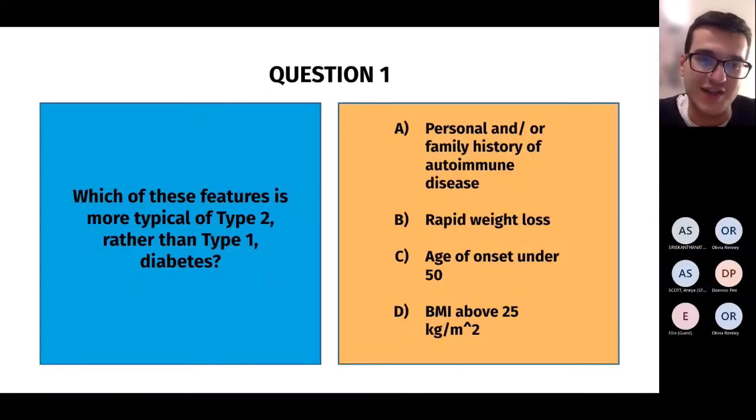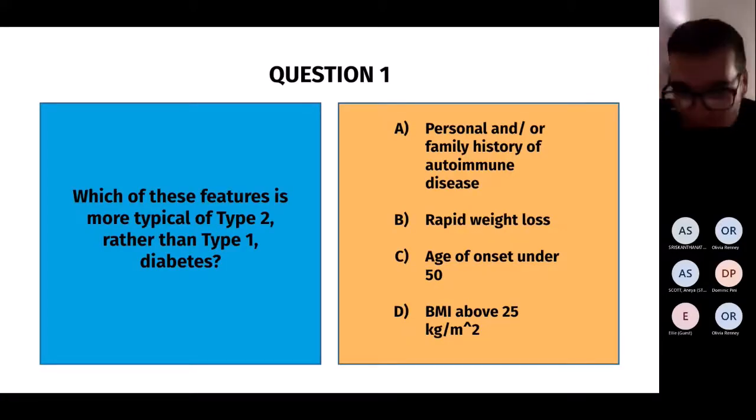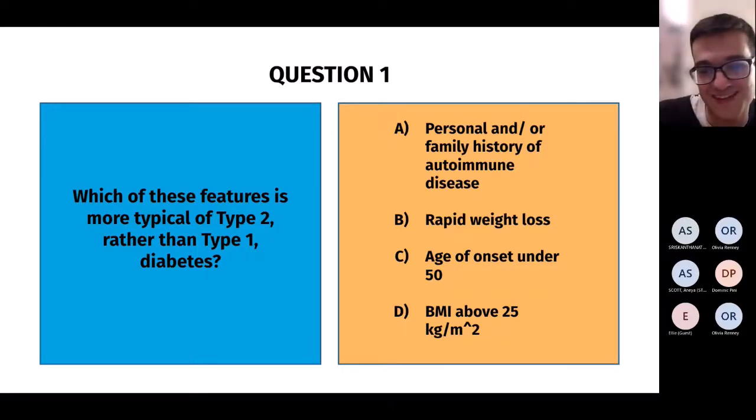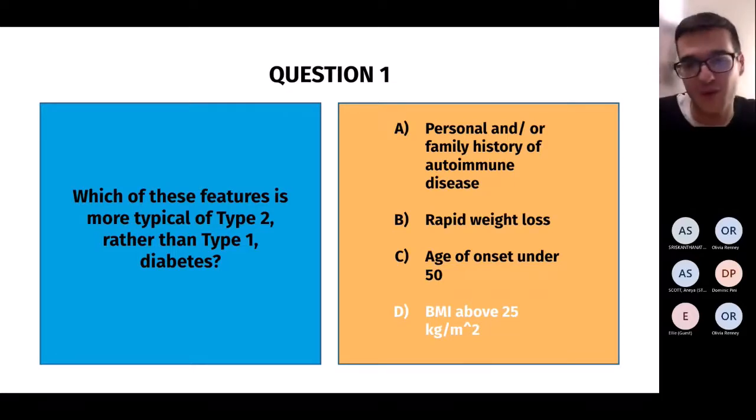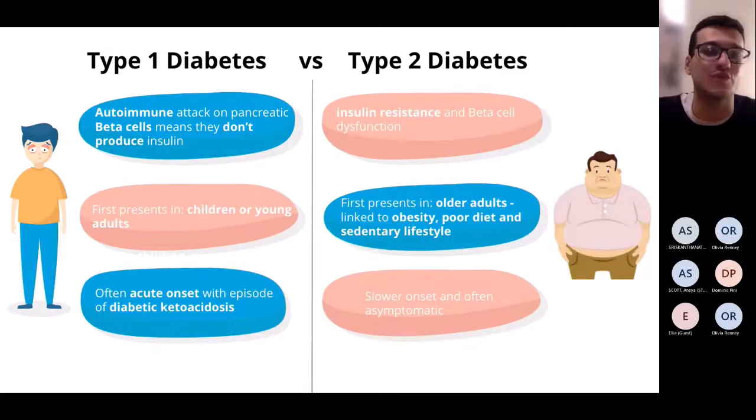Diabetes. The first question is, which of these features is more typical of type 2 rather than type 1 diabetes? It is D, BMI above 25 kilograms per meter squared. Perfect. So this question was all about highlighting some of the differences between type 1 and type 2 diabetes.